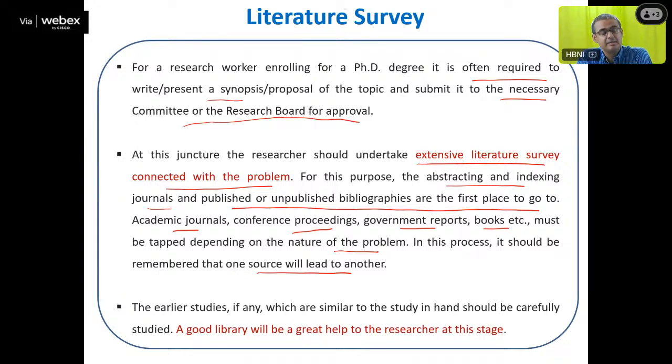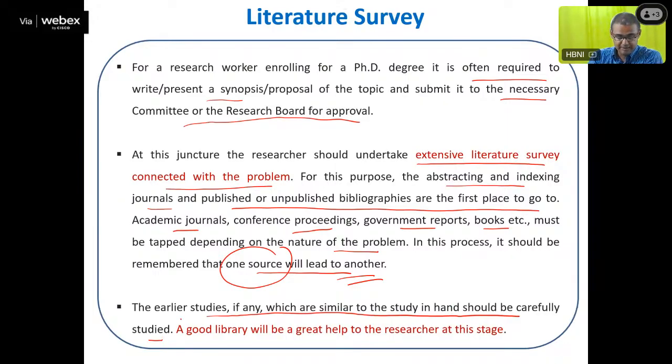In this process, it should be remembered that one source will lead to another. So you all know that while searching the literature, say for example, you are doing a literature survey from a review article. The review article will have mentioned in brief what the progress in that field is and what the gap areas are. During that course, the review article refers to many publications. So from that source, you will lead to another. You will lead to some specific article which describes one specific problem, and so on and so forth. The earlier studies, if any, which are similar to the study in hand, should be carefully studied.